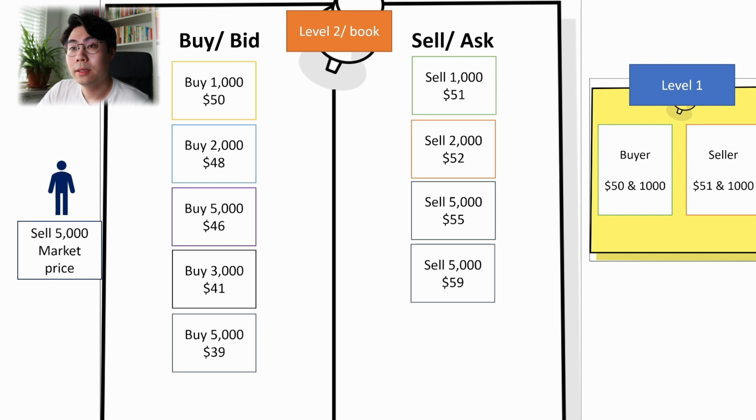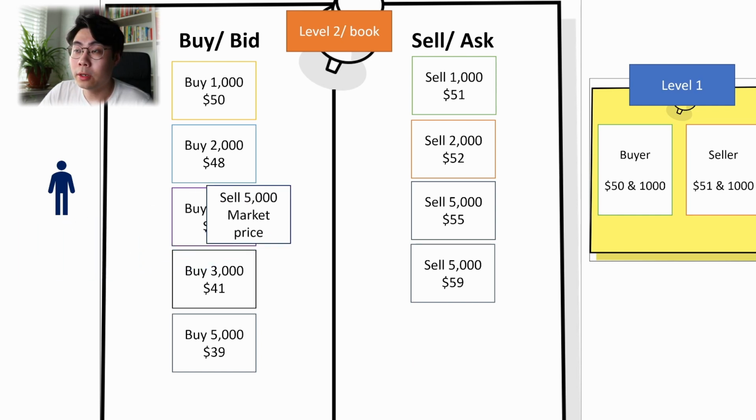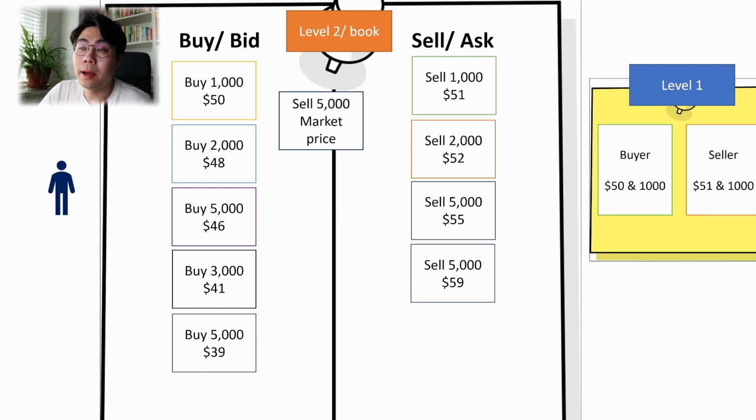And we have person 9 coming in. He wants to sell 5,000 shares, and he is submitting it at market price. So this is different, right? This is no longer a limit order. This is at the market price. So what this means is that it will get executed right away. Basically the seller is saying, I don't care what the price is right now, I just want to sell my shares, right? So this order gets placed to be executed with the buyers.